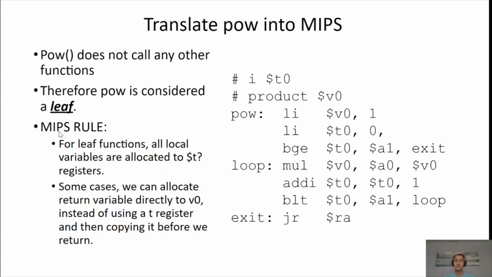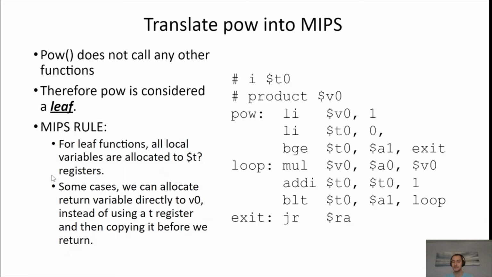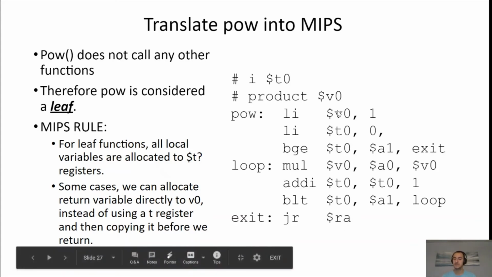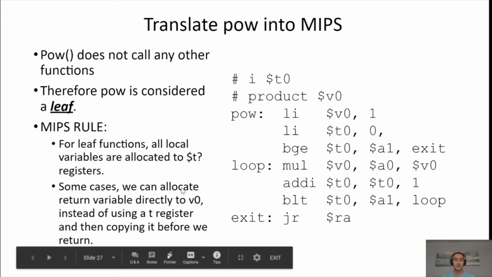Leaf functions are easier to handle because you can put all the registers and variables that you need in your T registers, and you're going to be fine as long as you're not touching S registers or anything like that. You can use all the T registers, and that's fine. We're going to see why I'm saying that when we deal with a non-leaf function, because this is a special case.